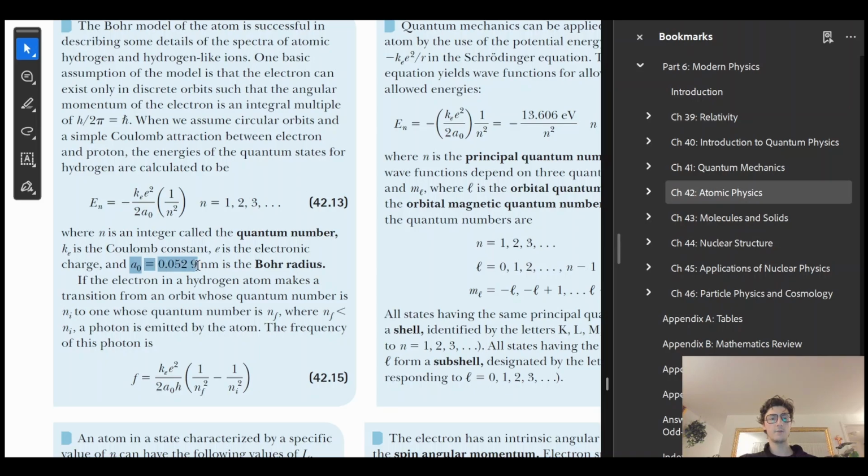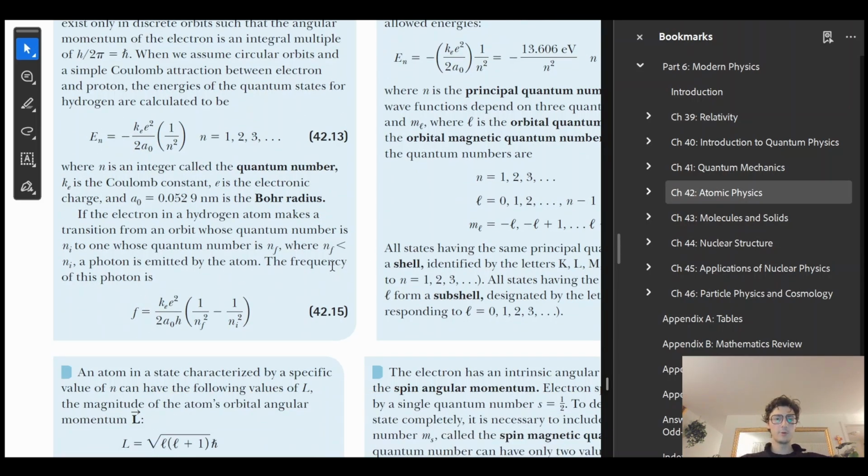Here we actually have that a naught, which they call the Bohr radius, and it is a constant. You can Google search what is the Bohr radius, or ask ChatGPT, but they give it to you in the equation sheet, so no need to stress about it. You just plug it in here, solve for an energy if you want to.